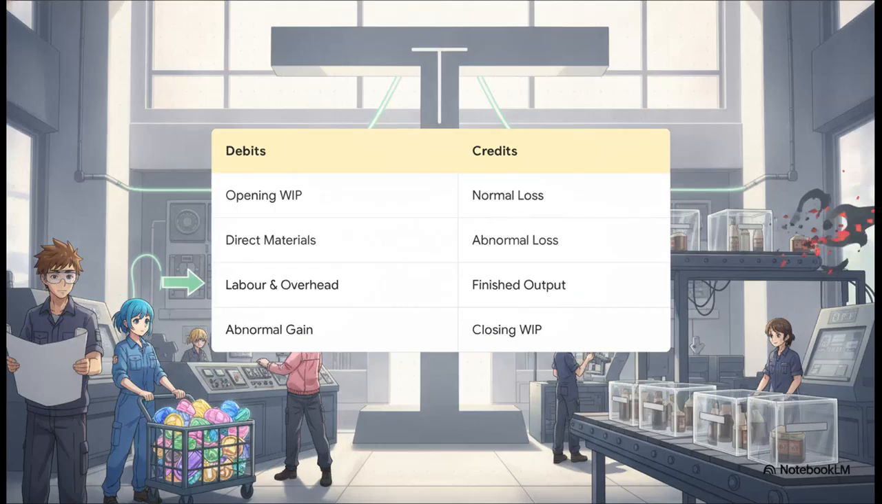We have to face the hard reality of physical manufacturing. Things spill, they evaporate, they get ruined. To track this, we build our process account. It's just a massive T account showing every single input cost on the debit side, which has to be perfectly balanced by our outputs on the credit side. Behind the scenes, we're debiting for opening WIP, direct materials, labor, and overheads. And on the credit side, we track exactly where it all went: finished output, closing WIP, and crucially, our factory losses.